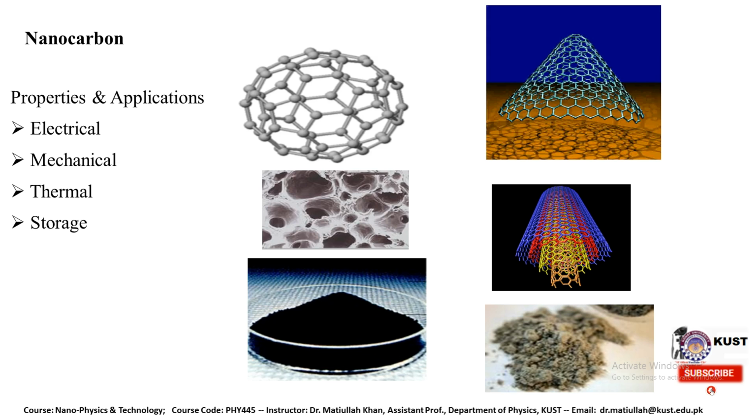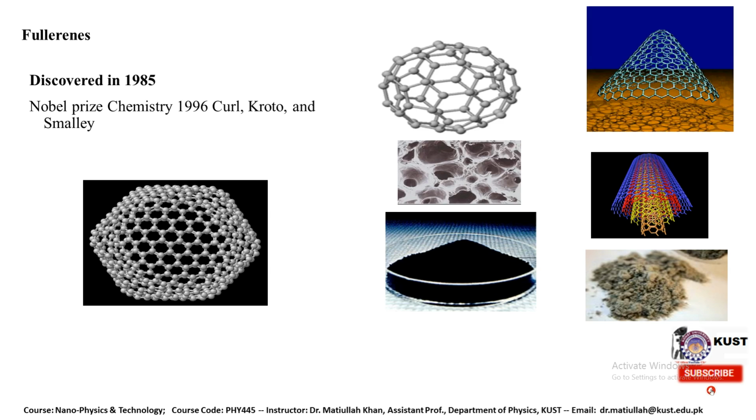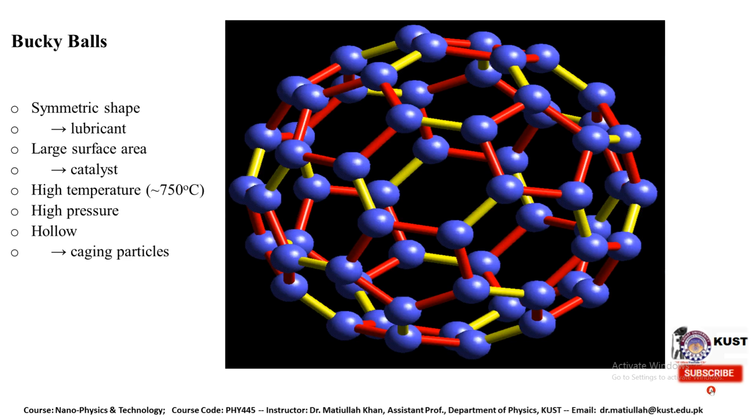And we have nanocarbons. The nanocarbons have properties and applications in electrical applications, interesting mechanical properties, thermal properties and storage properties. These are some of the examples of nanocarbons. Fullerene is also an example of a carbon-specific structure that was discovered in 1985. Because of its unique structure, it is widely investigated and has a wide range of applications.